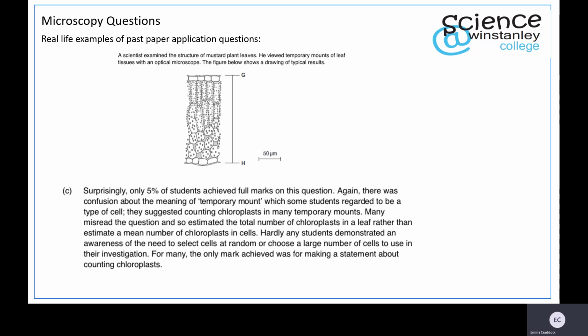Surprisingly, only 5% of students achieved full marks on this question. There was confusion about the meaning of temporary mounts again, and also some students would estimate the total number of chloroplasts in the leaf by counting all the cells and extrapolating the number of chloroplasts in one cell. Hardly any students said to pick your cells at random, so always think about taking a sample when you are trying to find a mean. They also didn't say, because they weren't thinking about taking a sample, choose a large number of cells. And the mark for making a statement about counting chloroplasts was the only mark that was generally achieved.